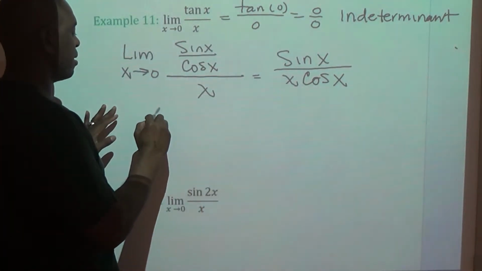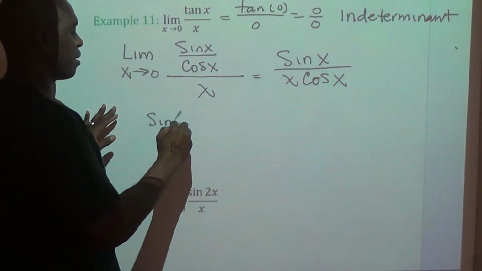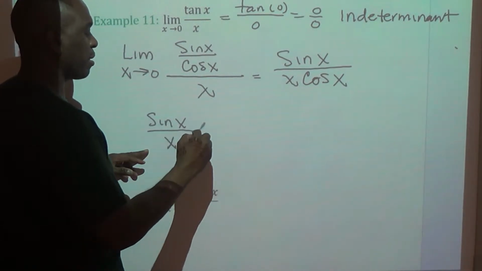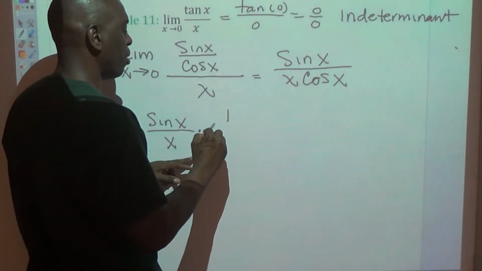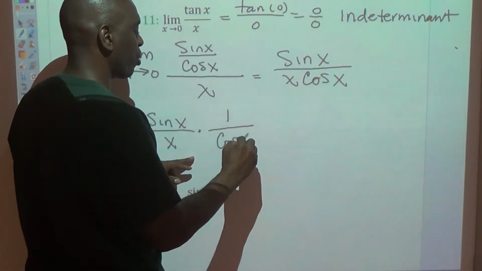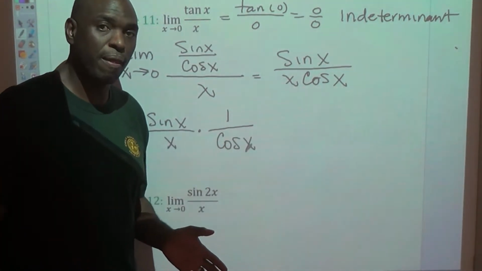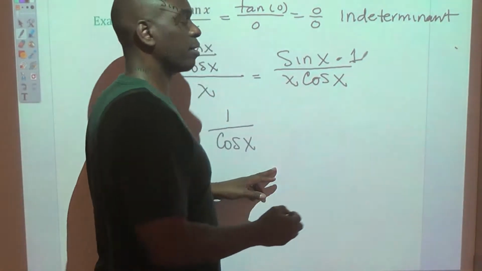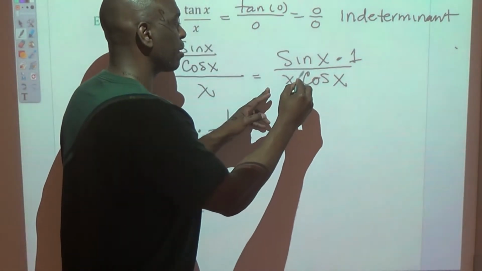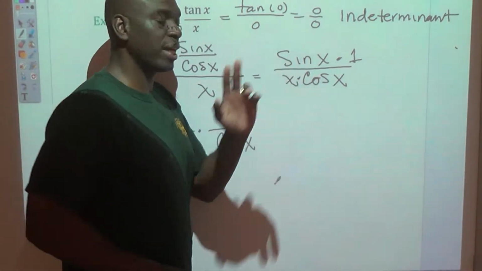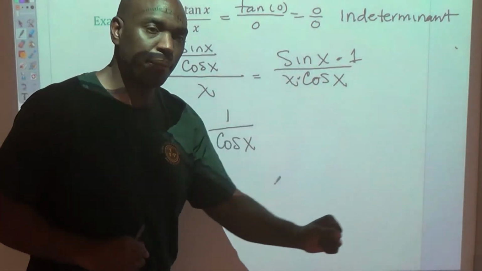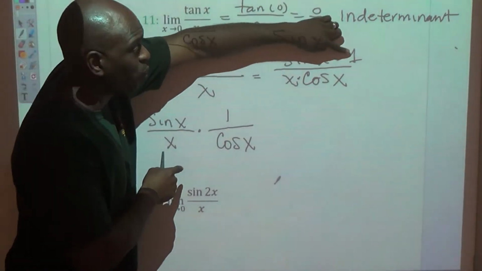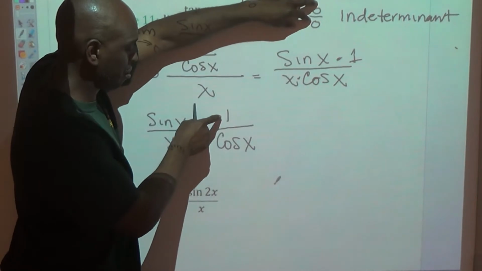So look at sine x over x times 1 over cosine x. You see that? Because this is sine x times 1, and this is x times cosine x. So split them up: sine x over x, and then 1 over cosine x.